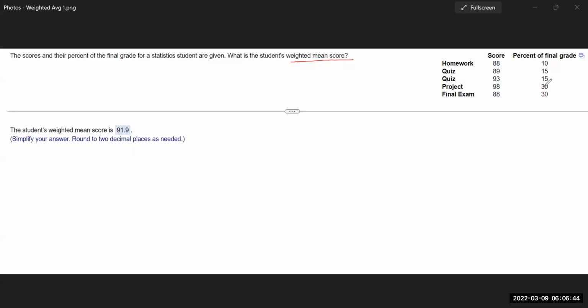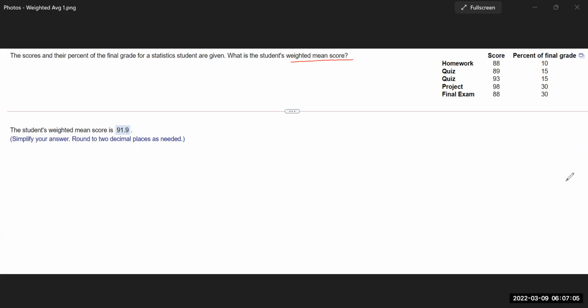Is that okay? It is very critical that you understand that this is a weighted average and each weight has an impact. They impact your grade in that particular course differently. Now, let's look at how we can find the weighted mean score of the student.